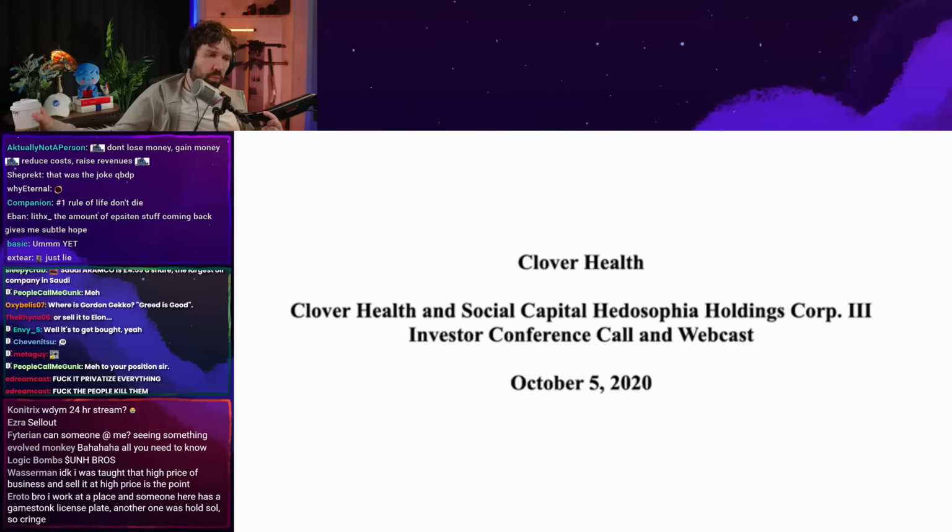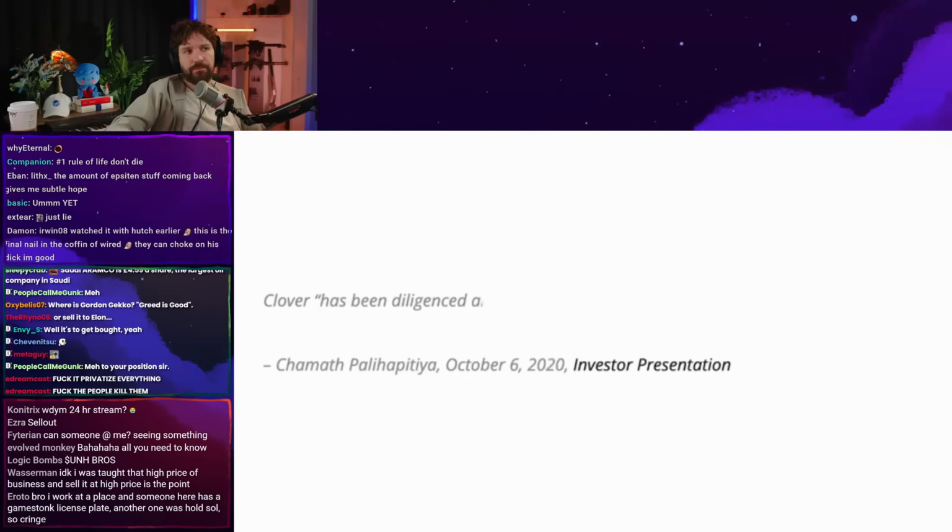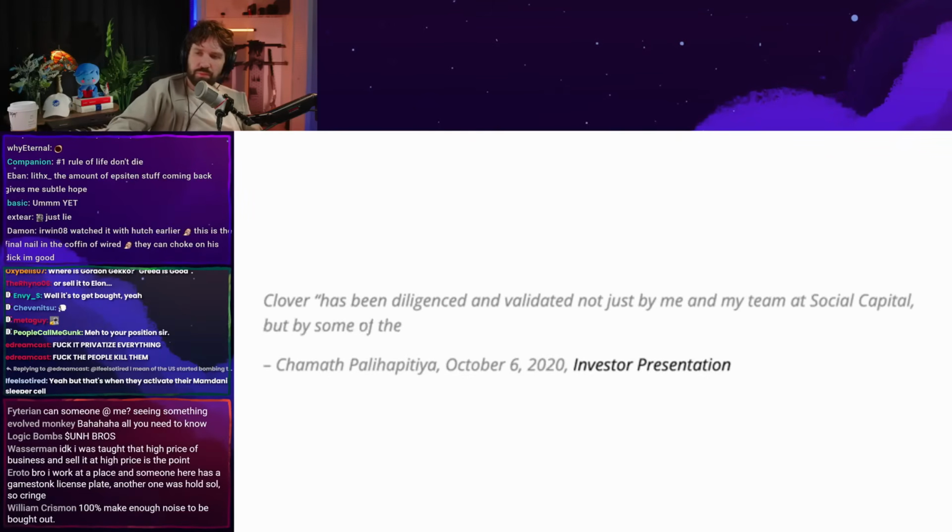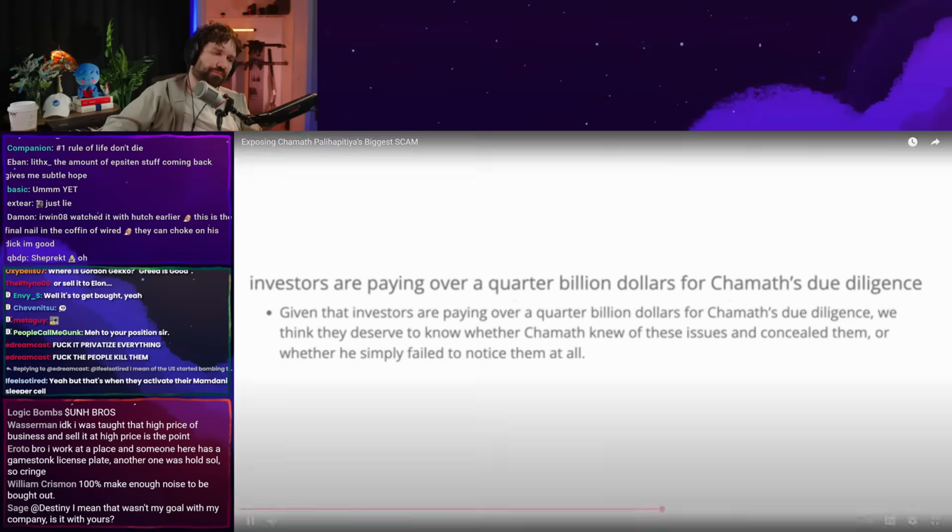While issuing these SPACs, Chamath was selling himself as the professional investor. At the October 2020 investor presentation, he said, Clover has been diligenced and validated not just by me and my team at Social Capital, but by some of the most respected blue chip technology investors in the world. He's there to potentially be the guy who does due diligence on this. In fact, I felt so confident after doing the diligence.